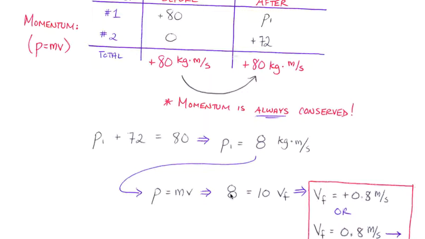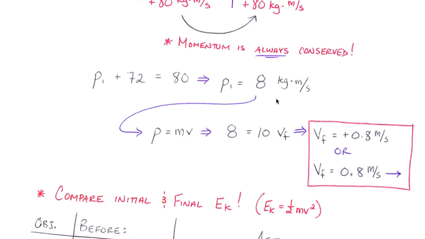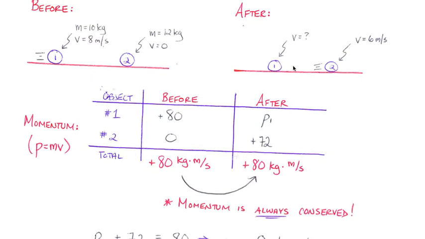So 8, which is the momentum of object 1 afterwards, must equal its mass, 10 kilograms, times its final velocity, which in this case would be 10 times Vf, or V final. If I just divide both sides by 10, I will find that object number 1 after the collision is traveling at positive 0.8 meters per second, or 0.8 meters per second to the right. So this object is still traveling to the right, significantly slower. Most of its momentum, all of the momentum that it had previously has been transferred to object 2, and only a small amount remains.